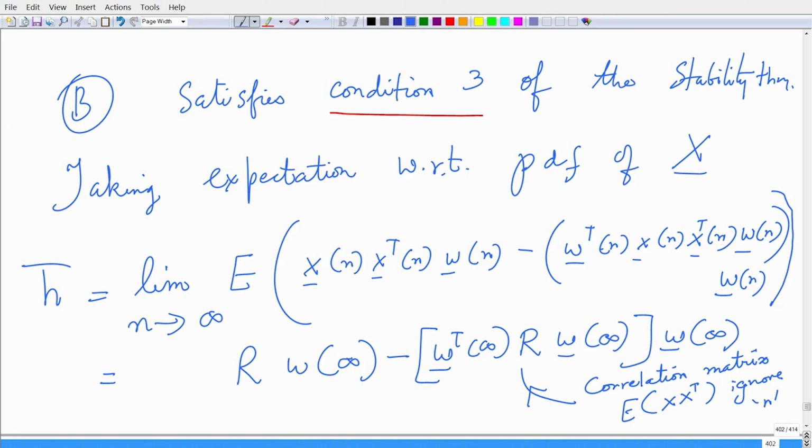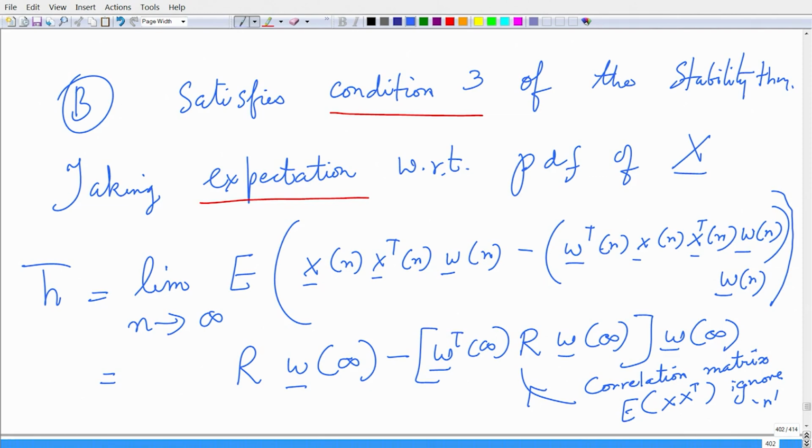Now, expectation is over the PDF of x, but it is not over W. So, I can pull that out. So, I have W of infinity, I pull this out, and then I have the expectation over x n x transposed n, and that gives me the correlation matrix R, right. And the second term again is W transpose infinity times the correlation matrix R times W infinity times W infinity, right.